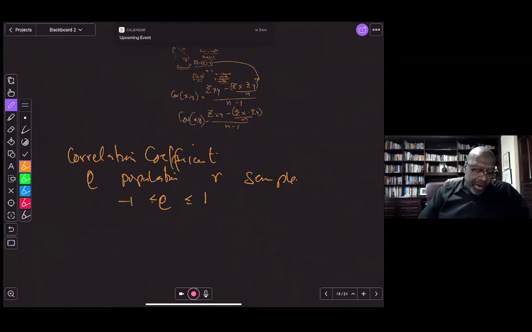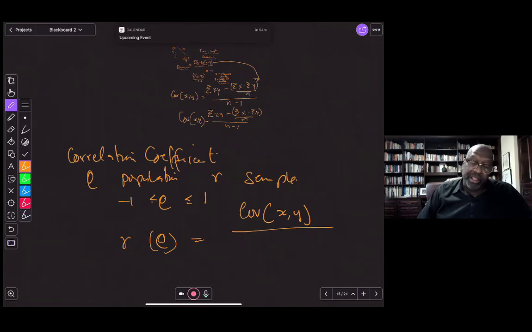To calculate rho or R, it all depends on if we have a sample versus a population. It is really given by the following formula: the covariance of X, Y, divided by the square root of the variance of X times the variance of Y, or I could put it as standard deviation. If I could use shorthand, the standard deviation of X times the standard deviation of Y.